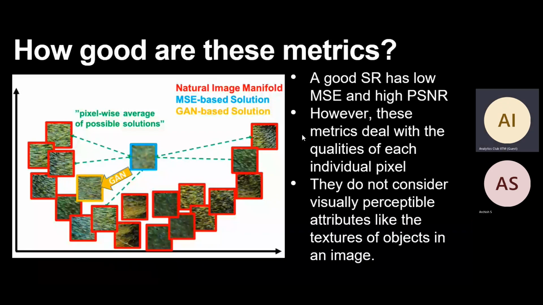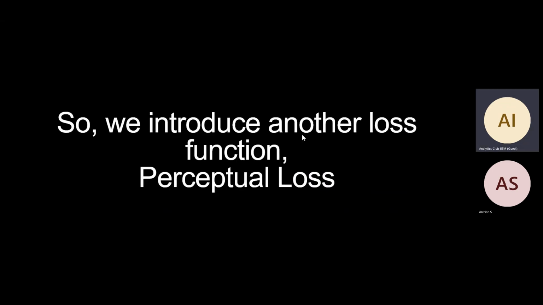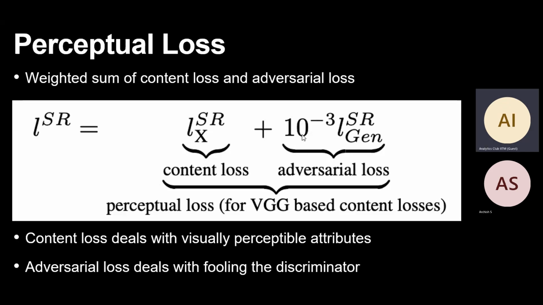When you use your normal metrics like MSE, you lose all your visually perceptible attributes like textures and sharpness. So we introduce another very interesting loss function called the perceptual loss. The way we write this down formally is given by this equation. It's not really important, I'll explain it. Content loss is the part that we are concerned with, and adversarial loss just deals with fooling the discriminator that we saw earlier.